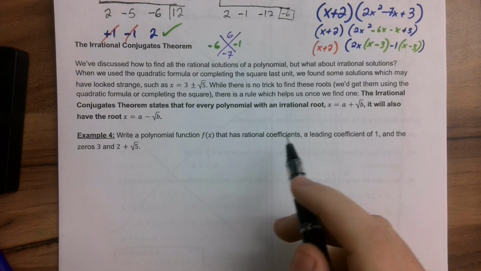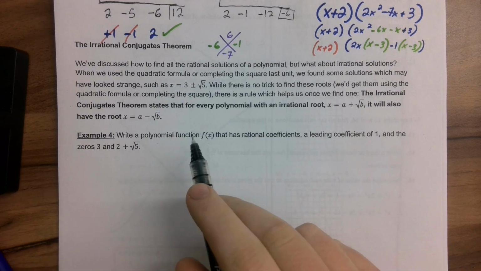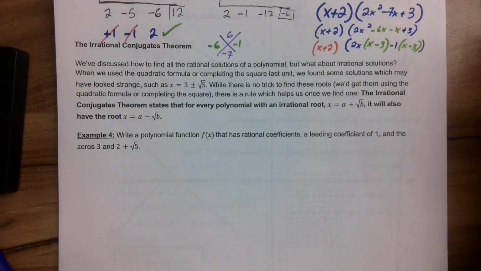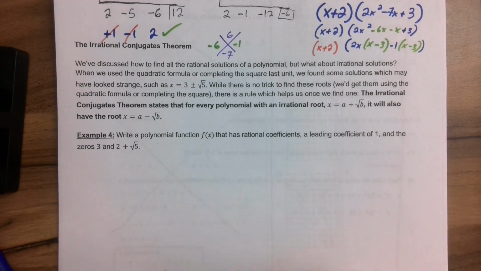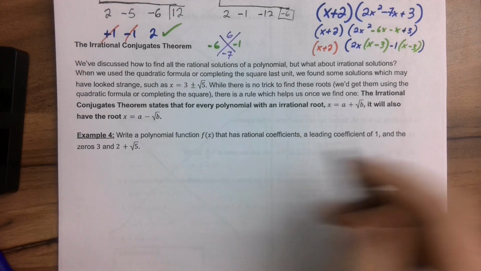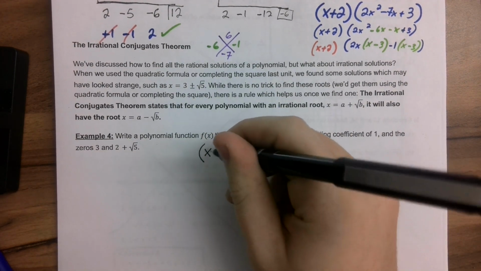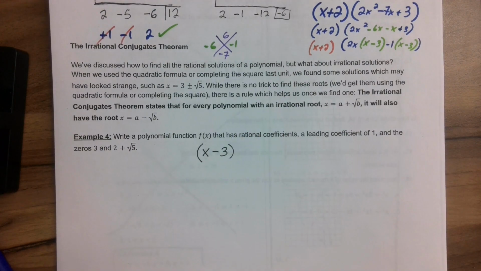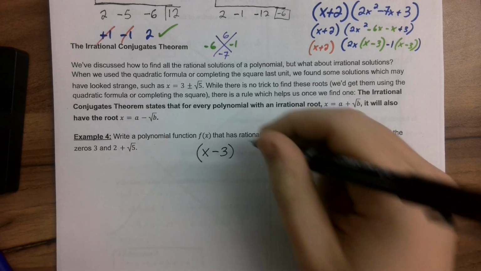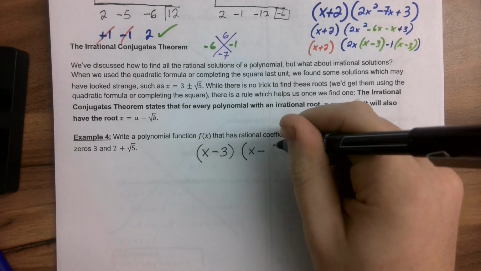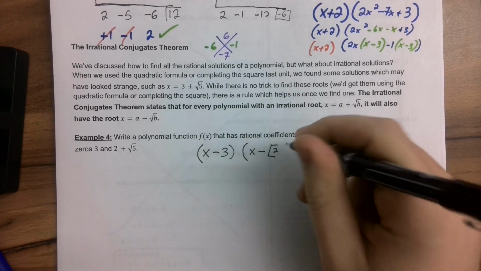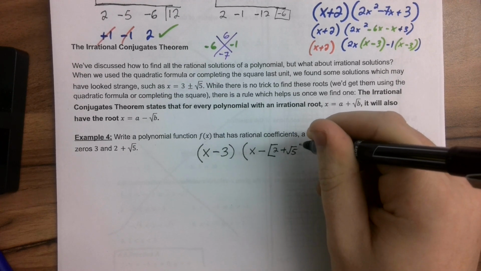If we have a polynomial function with rational coefficients, a leading coefficient of 1, and these zeros, let's try and see if we can write a polynomial function. Well, we know that we can write out all the different factors, multiply them together, and get our answer. So if one of our zeros is 3, that means x minus 3 is one of our factors, right? Because 3 minus 3 is 0. If 2 plus the square root of 5 is a zero, it means that x minus 2 plus the square root of 5 is a factor.